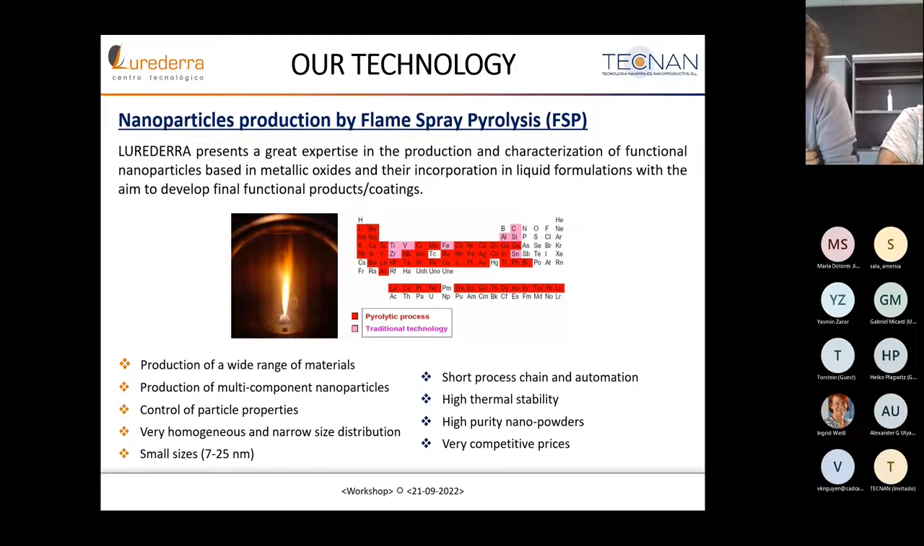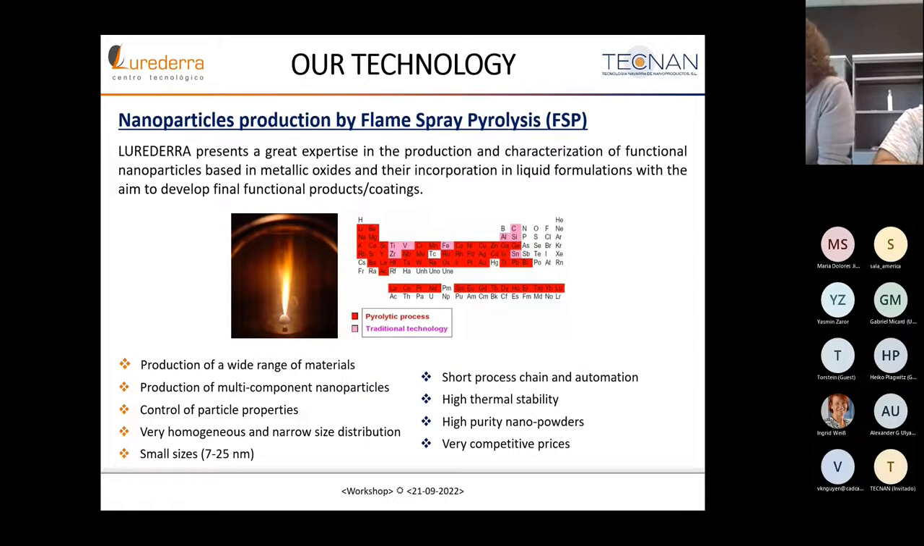As I said, we start from a liquid precursor mixture made of organometallic precursors. It allows us to produce metallic nanoparticles from almost the whole periodic table. We are able to produce both simple nanoparticles and also nanoparticles that contain more than one metallic element. In this sense, it is worth mentioning that with this technology, we are able to produce large amounts of nanoparticles in a one-step process, obtaining big amounts of nanoparticles that present high thermal stability and purity, and that are produced in a competitive way, so without a very high price.